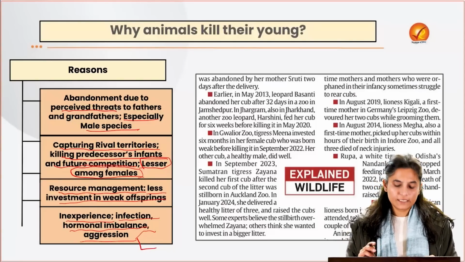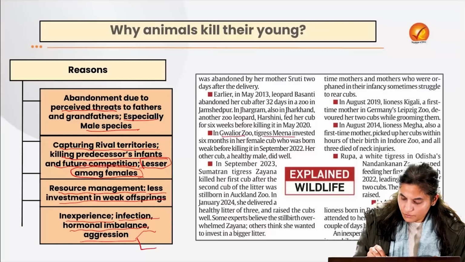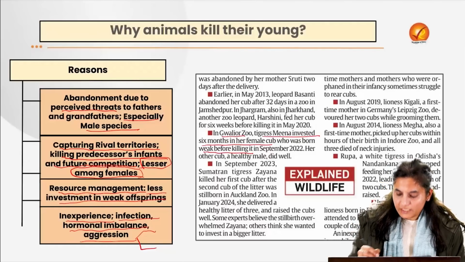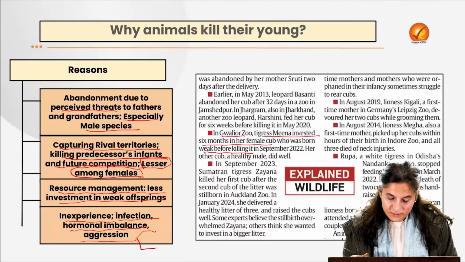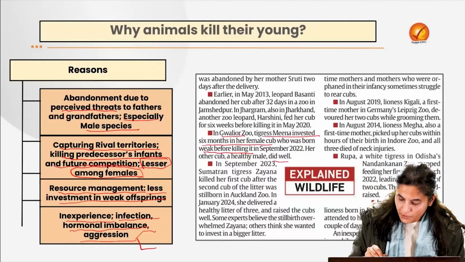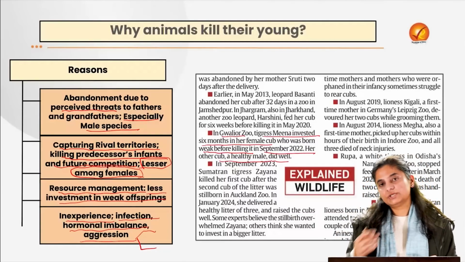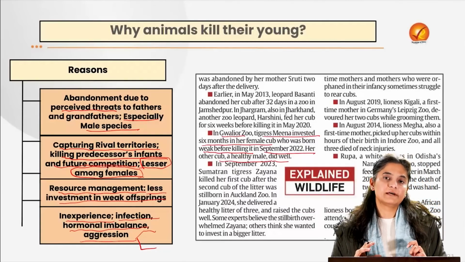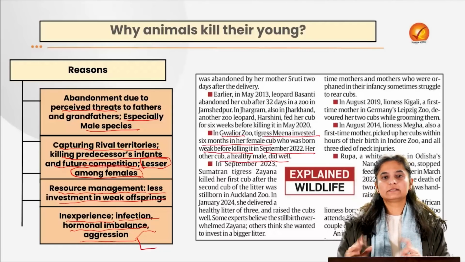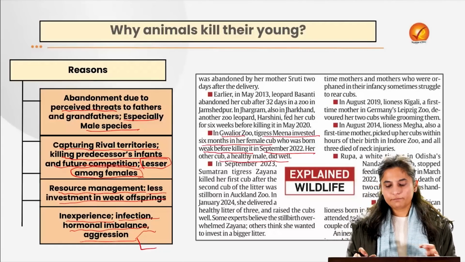Once you read this article, you will see, for example, in Gwalior Zoo, tigress Meena invested six months in her female cub, who was born a week before, and then killed it in September 2022. Her other cub, a healthy male, did well. So yes, she chose which one will survive and which one should not survive. At least to save one, she killed the other one. So that is one of the examples.